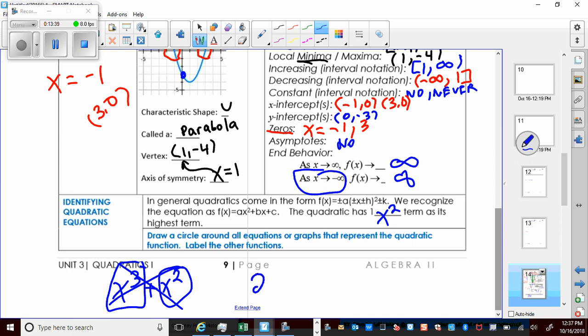If I have 2x, this is not x squared. It's 2 times x. That's not a quadratic. Okay? If I have the absolute value of this, that's technically not a quadratic. That's an absolute value function. It has to be highest term x squared and none of that other stuff. And you cannot have 1 over x as a quadratic. So on the next page, you're going to be drawing a circle around all the equations or graphs that represent the quadratic function.